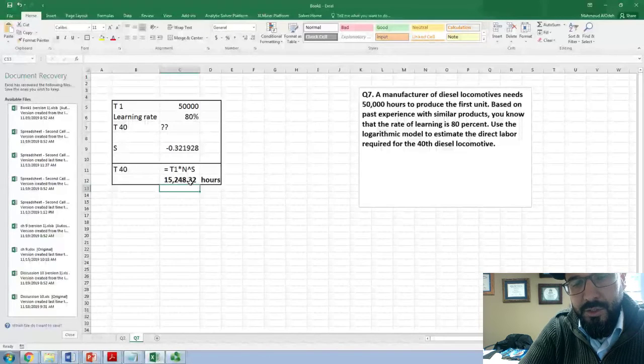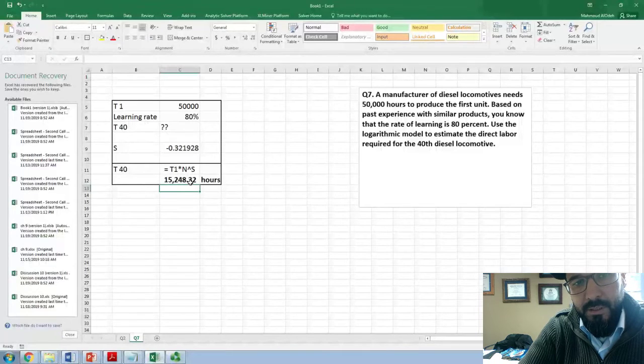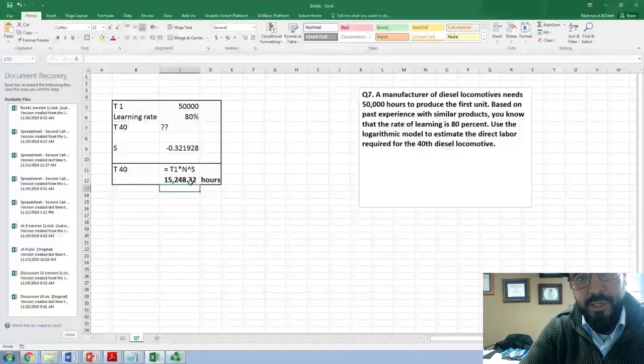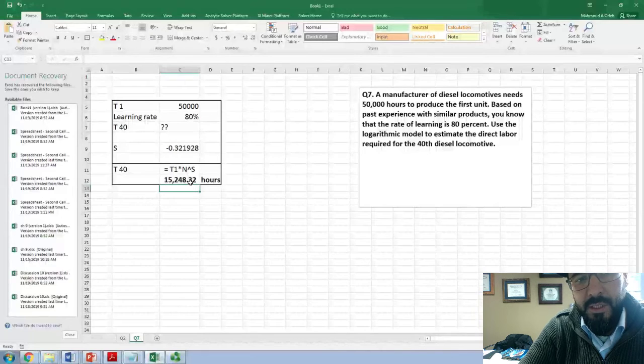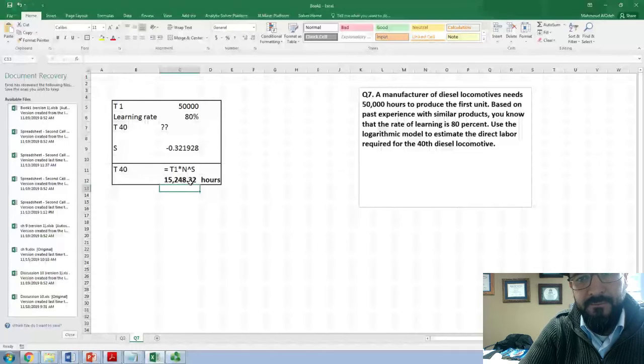And in this case, you could see how the learning curve of 80% makes the employee more effective at finishing this unit. Instead of 50,000 hours at the beginning, when you start hiring your employee, it will take them 50,000 hours to finish the first unit, versus once they get to the 40th unit, it will take them 15,248 hours to finish the same exact unit, and this is due to the learning curve of 80%.